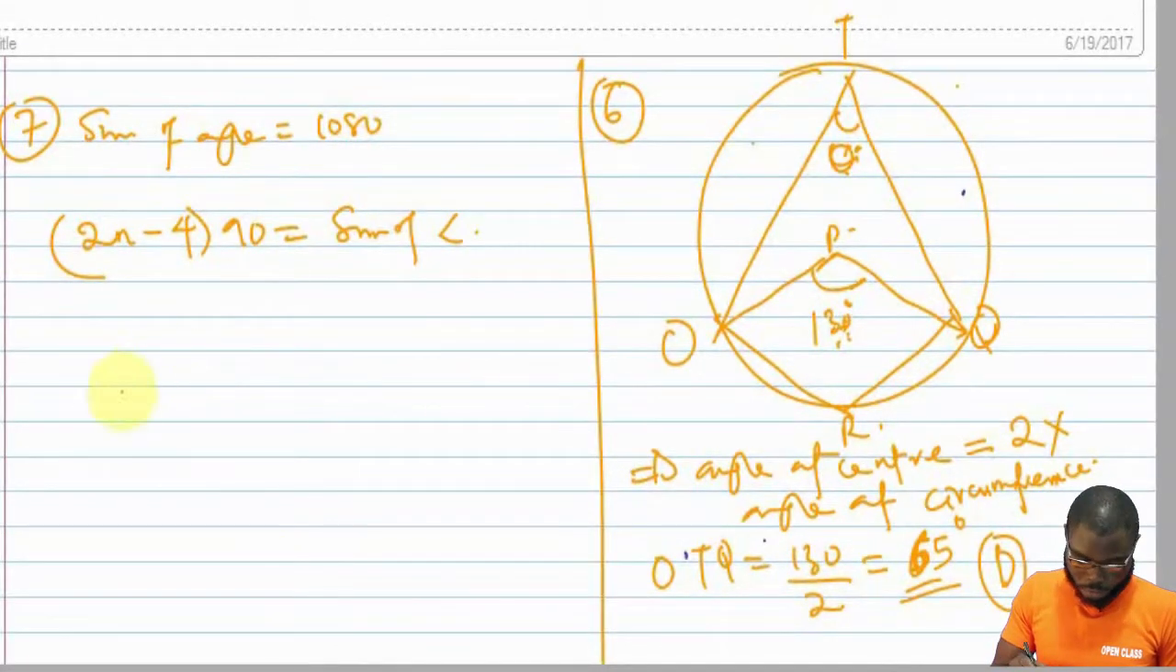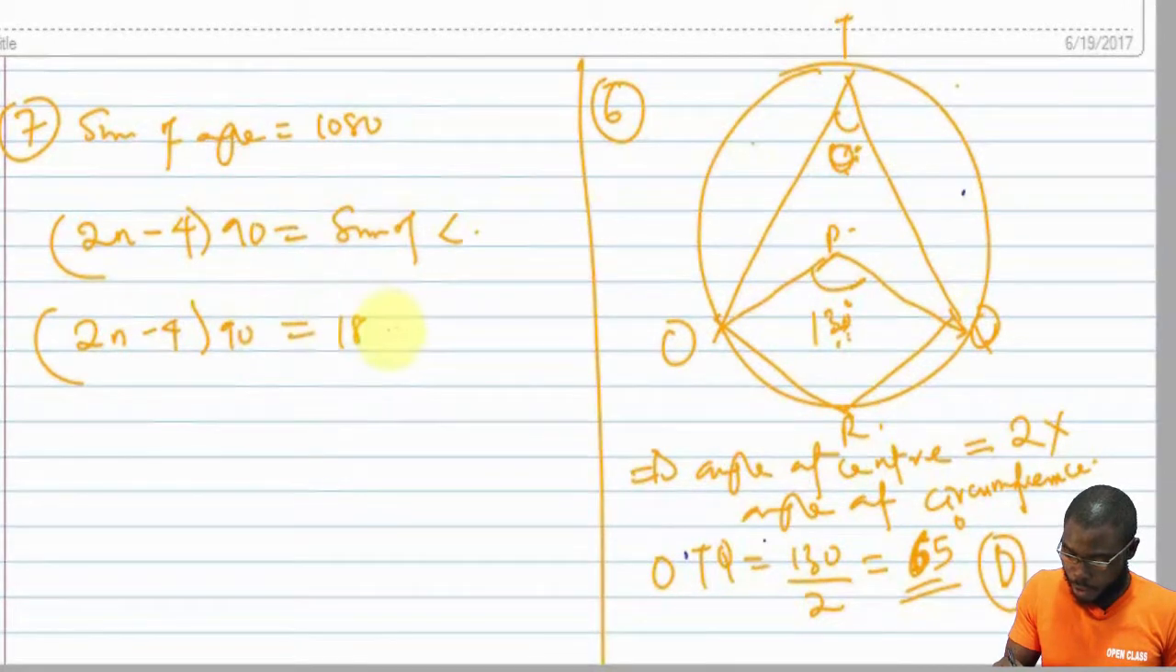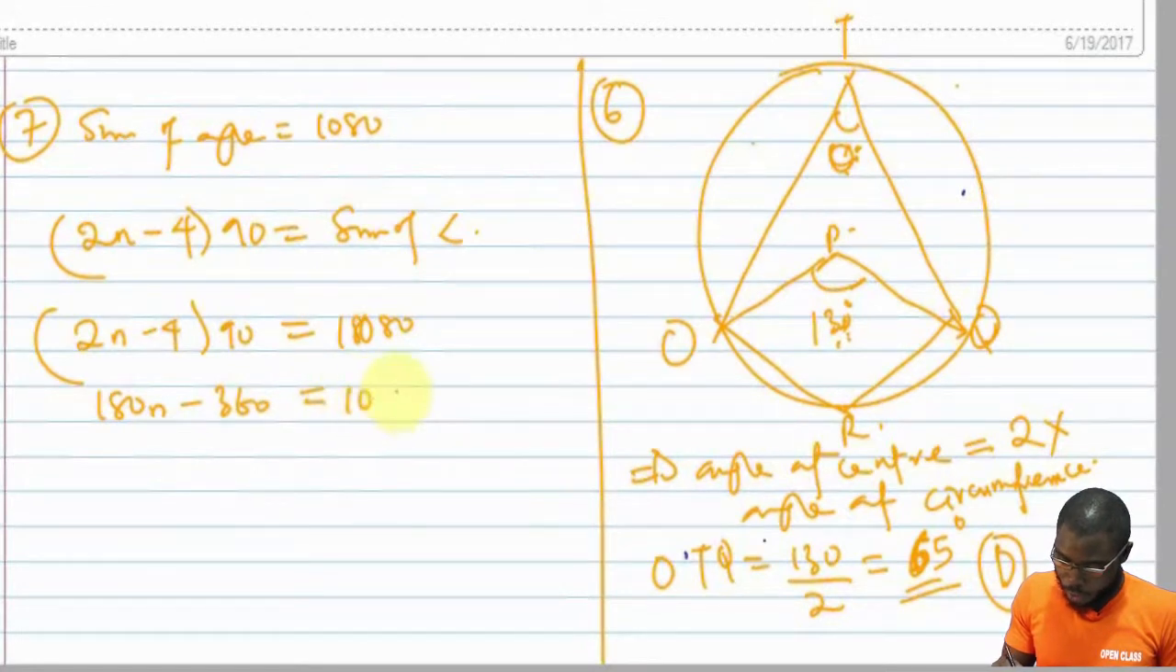you have (2n minus 4) times 90 is equal to 1080. So if you open up these brackets, you have 180n minus 360 equals 1080. Okay, so you have your 180n to be equal to 1080 plus 360.